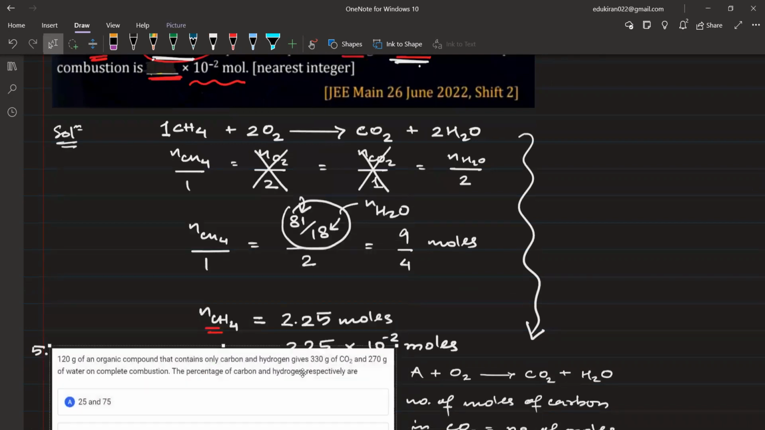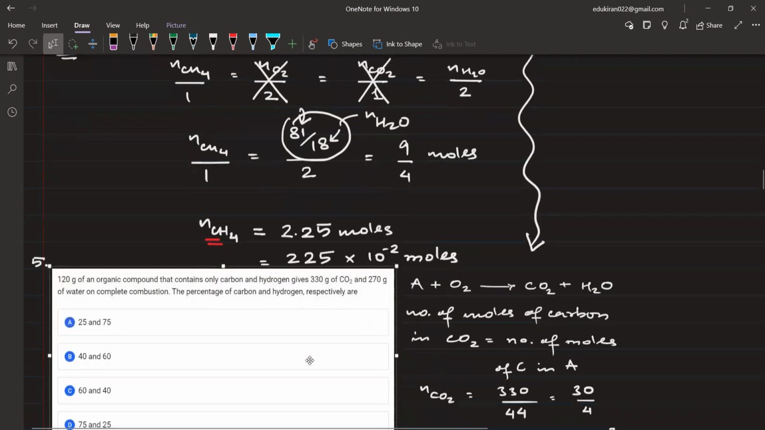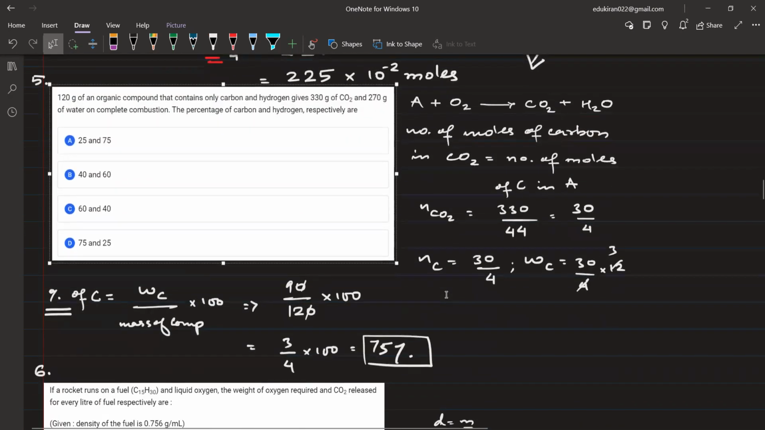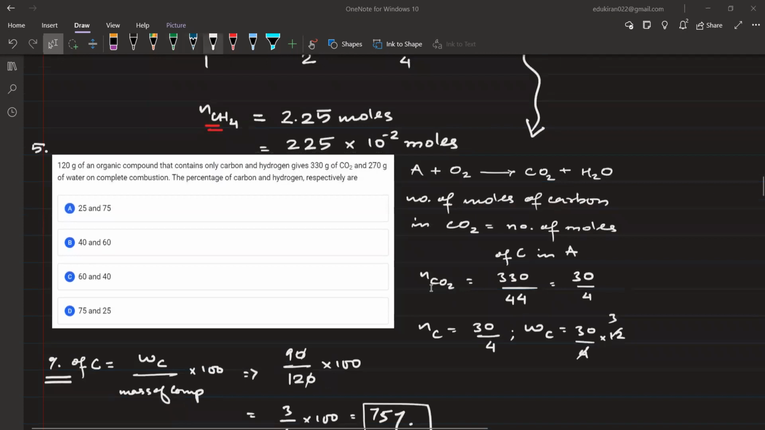Let's make this one ourselves for you. See here. 120 gram of an organic compound contains only carbon and hydrogen. It gives 330 gram of CO2 and 270 grams of water on complete combustion. The percentage of carbon and hydrogen respectively are.